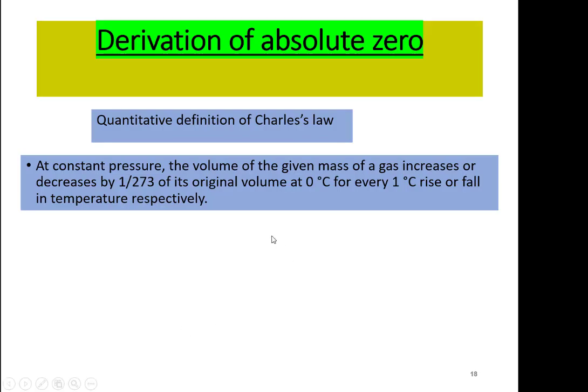Students, you know that volume is directly proportional to temperature. If volume increases or decreases, temperature also increases or decreases. If the temperature increases or decreases by 1 degree centigrade, then the increase or decrease in volume will be 1 over 273 of its original volume.